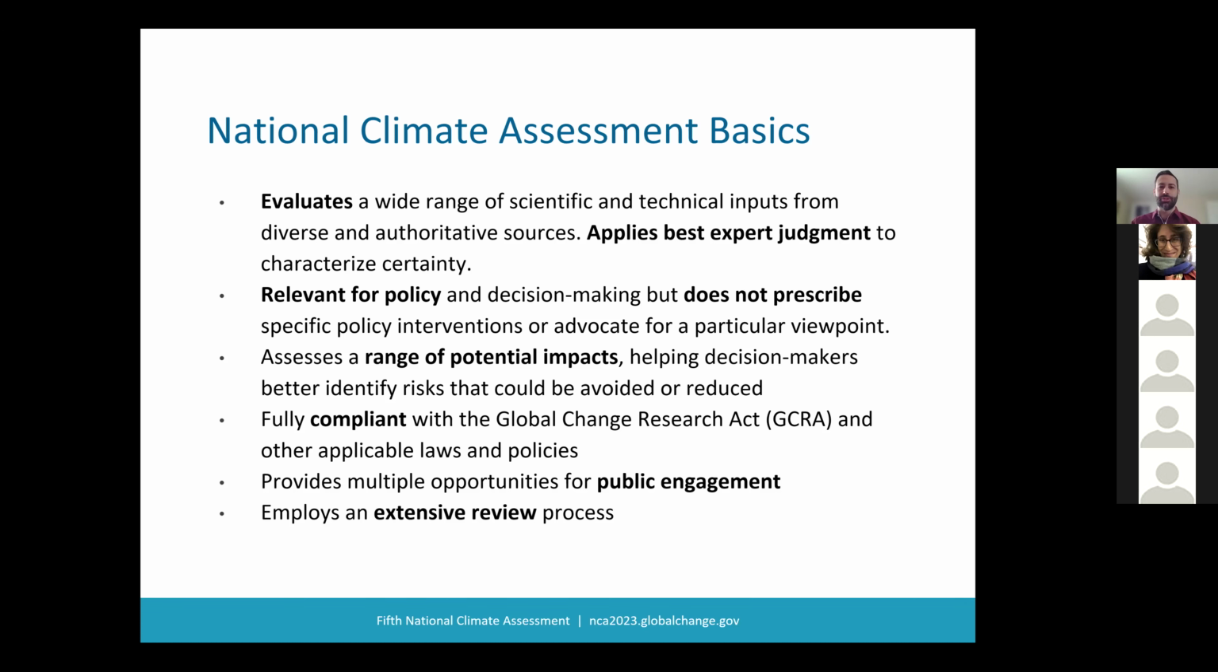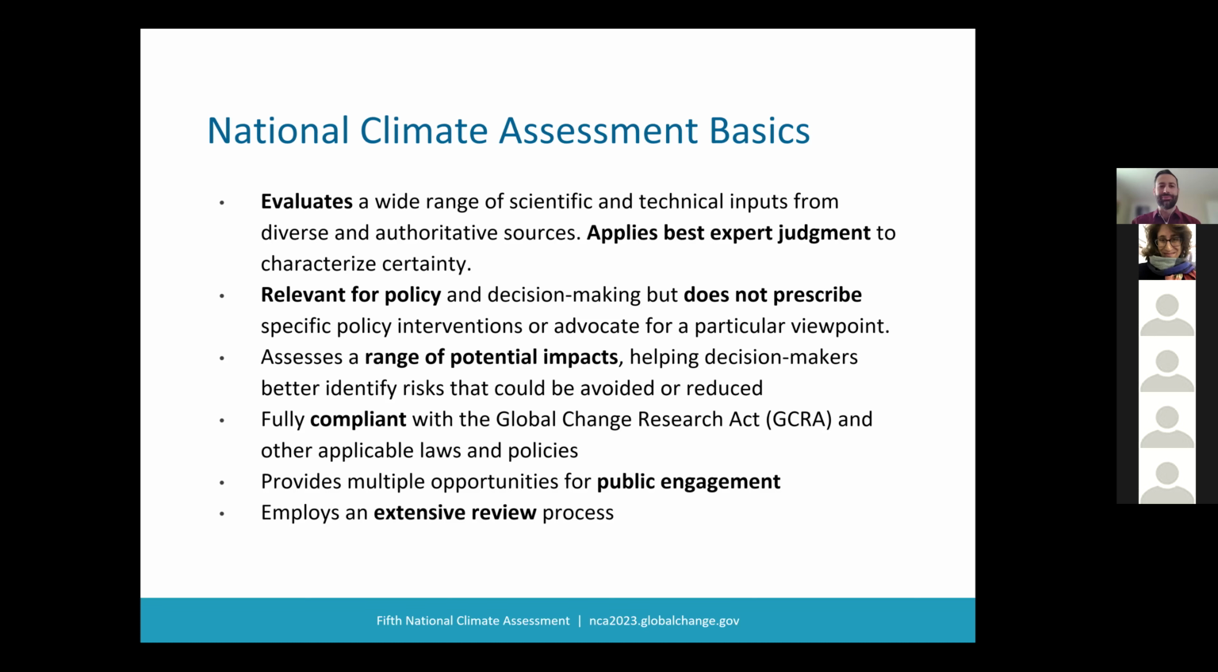The NCA uses a range of future projections to help decision makers understand the full extent of possible risks that can be avoided or reduced under different scenarios, and leaves it up to the decision maker to ultimately decide their risk threshold. The assessment is compliant with all applicable federal laws and policies, including the Global Change Research Act, as well as other laws that govern things like information quality, accessibility, and transparency. Finally, the report process involves extensive review, including several opportunities for public engagement, a review by the National Academies of Sciences, Engineering, and Medicine, and several government science reviews.